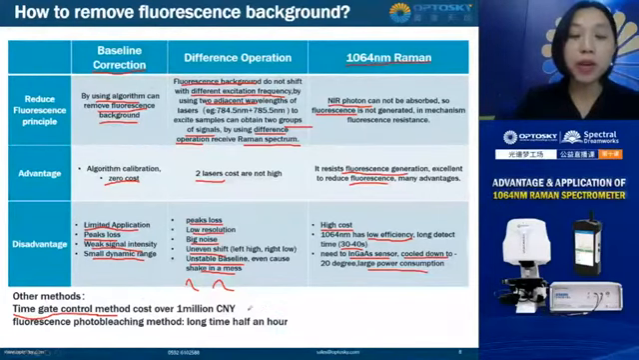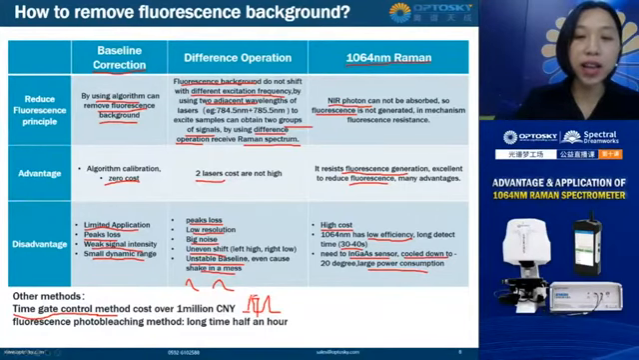Time gate control works because the fluorescence is generated in nanoseconds, while the Raman signal is generated in microseconds. So there's a time difference here. If we can install a shutter here to remove the fluorescence, we can leave only the Raman signal.